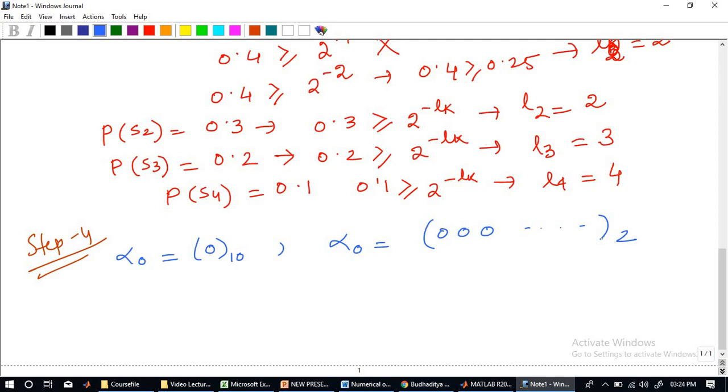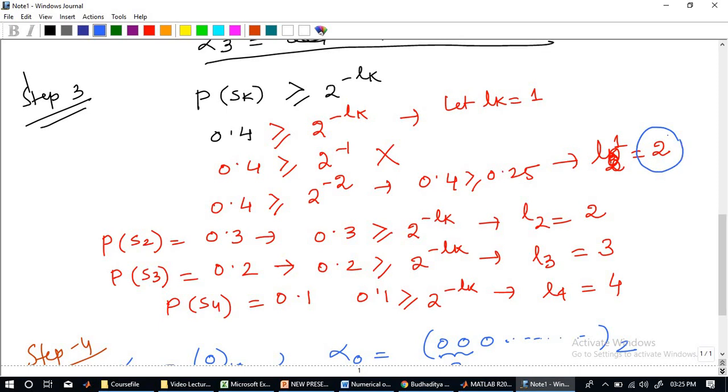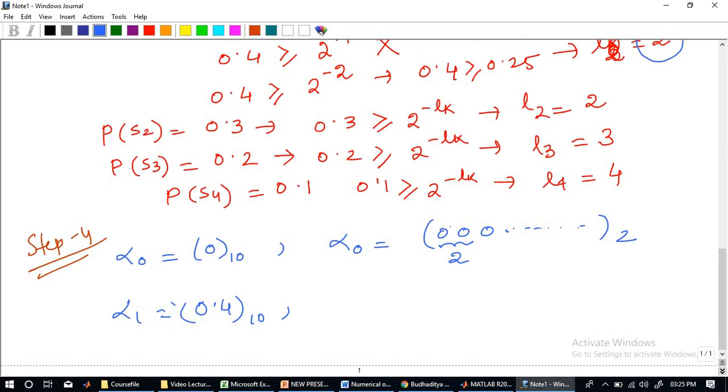How do you convert any decimal number to binary? Divide by 2, or if it is a fraction, like in this case 0.4, what happens? Suppose for alpha 1, it's 0.4. For a fractional value, what do you do? Multiply by 2. Yes, that's correct. Alpha 0 is 0, so this is my decimal number. Even if we convert that to binary, it will be all zeros. I have written dot dot dot because I'll take only LK values. So for alpha naught, the value of L should be only 2, because the first length is giving us a value of 2. So we'll convert decimal to binary, but only up to 2 places. So your value for alpha naught will be 0, 0.